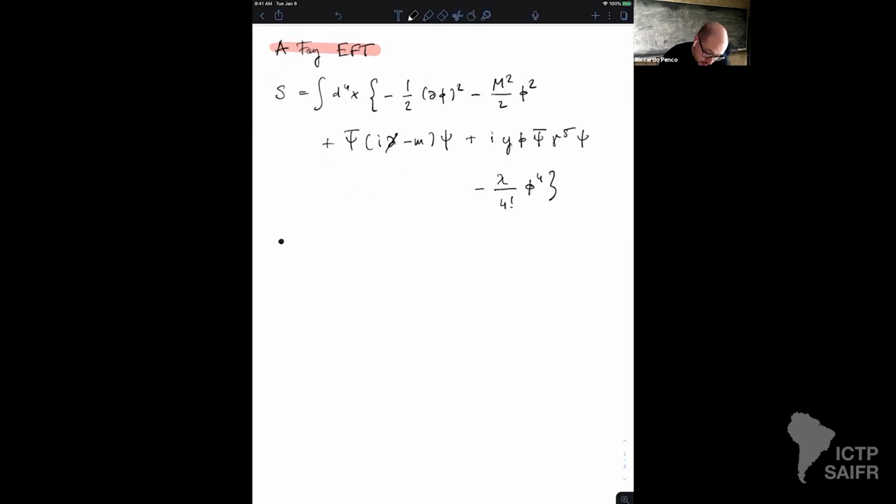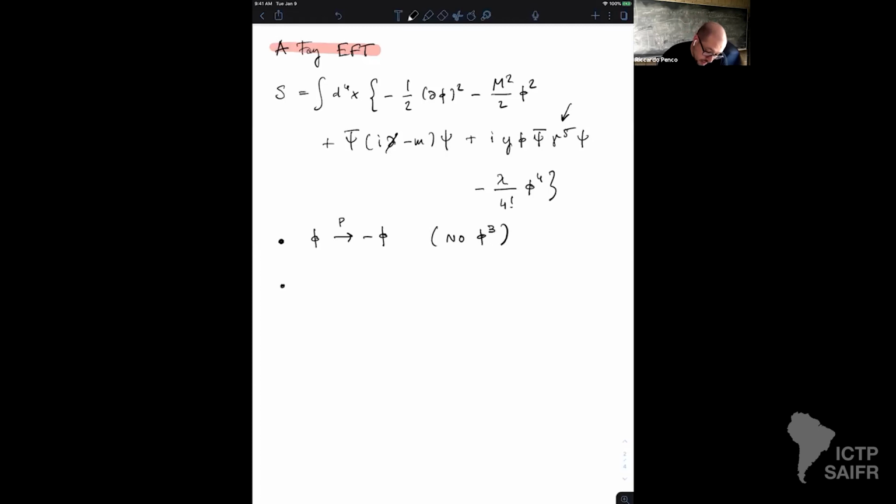A few comments about it. In terms of symmetries, notice that because of this gamma 5 here, psi bar gamma 5 psi is a pseudoscalar, so it's odd under parity. And therefore, this whole action is invariant under parity only if phi is also a pseudoscalar, which means phi goes to minus phi under a parity operation. And this is the reason why there is no phi cube term. Okay? A phi cube term would break parity.